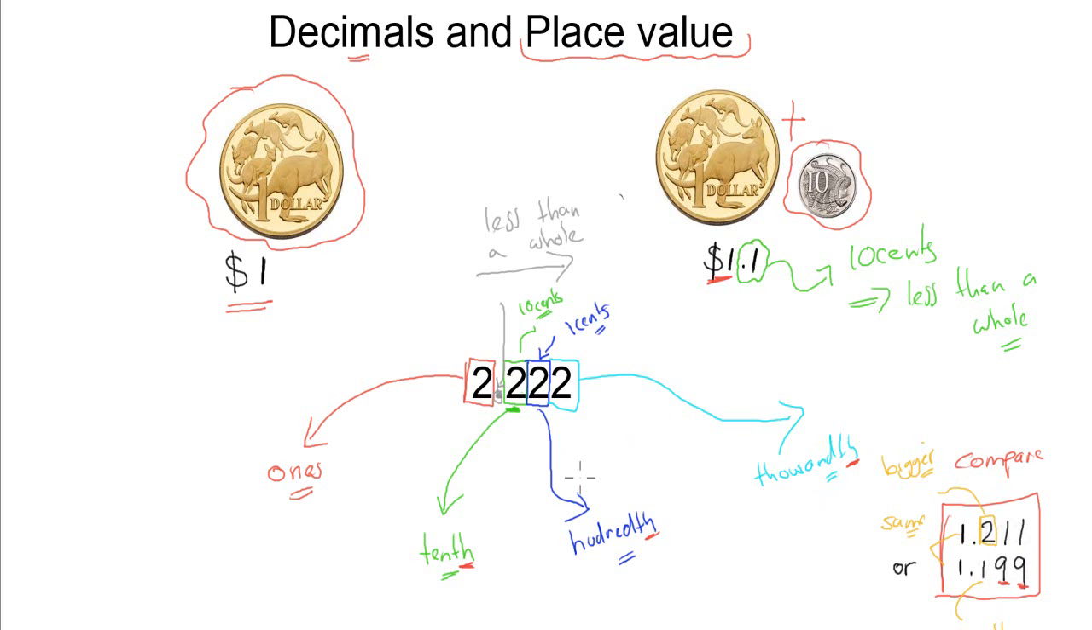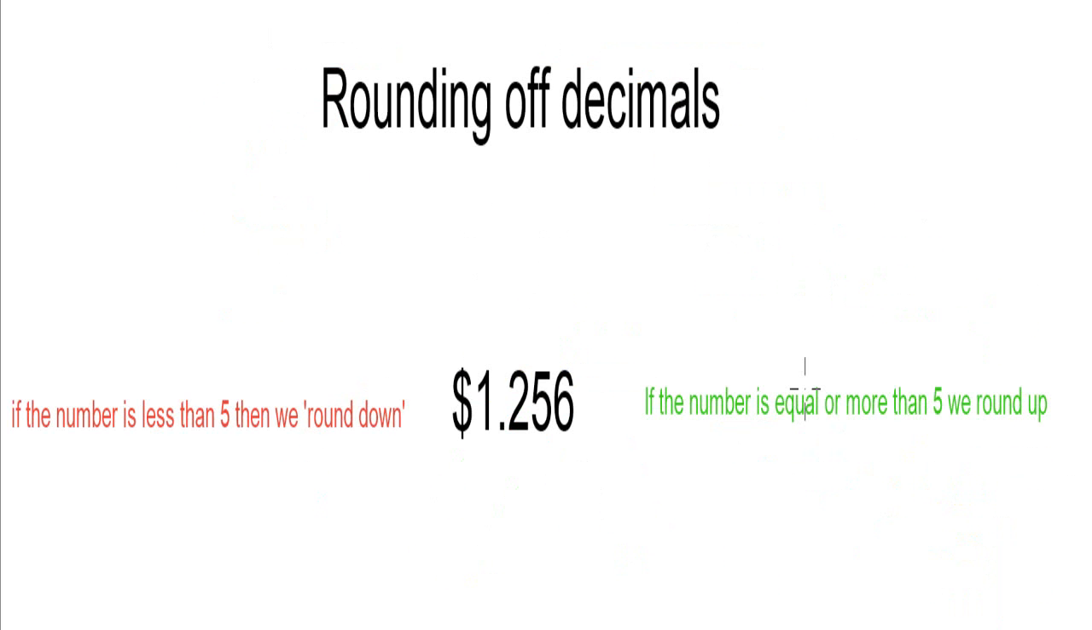So that's how we compare decimals. In this video, I'm going to quickly talk about how we can round off decimals. And the reason why we often have to round off decimals is because many times there might be too many decimal places. We want to shorten the number.